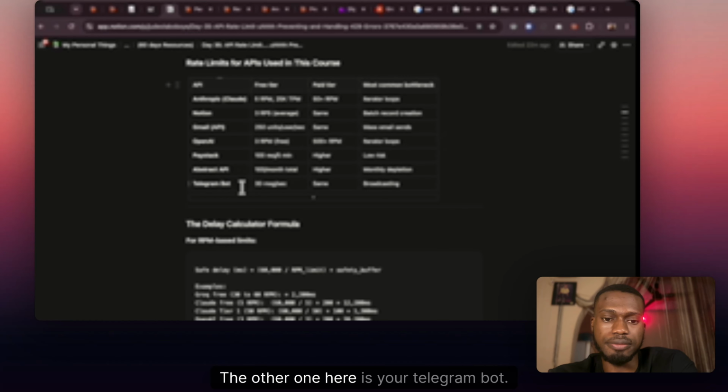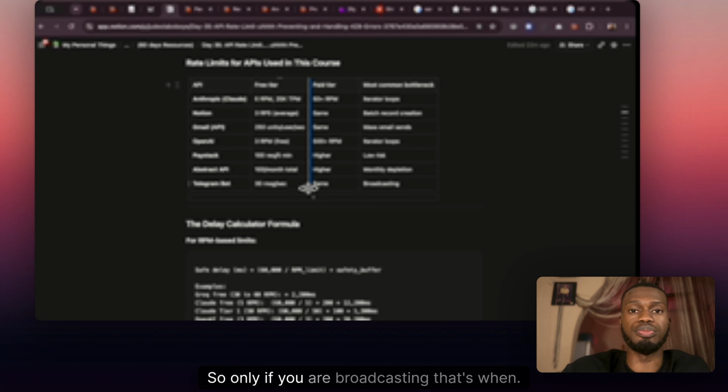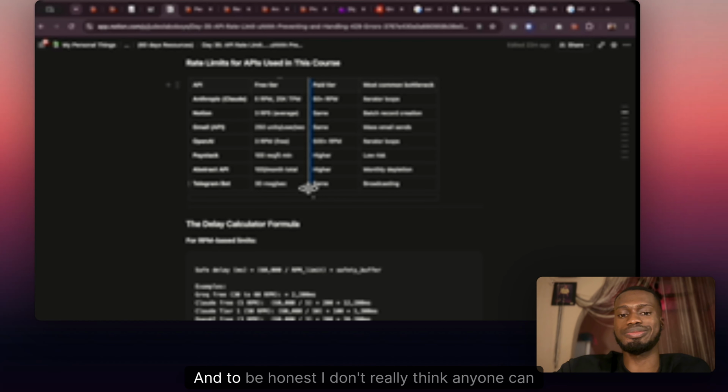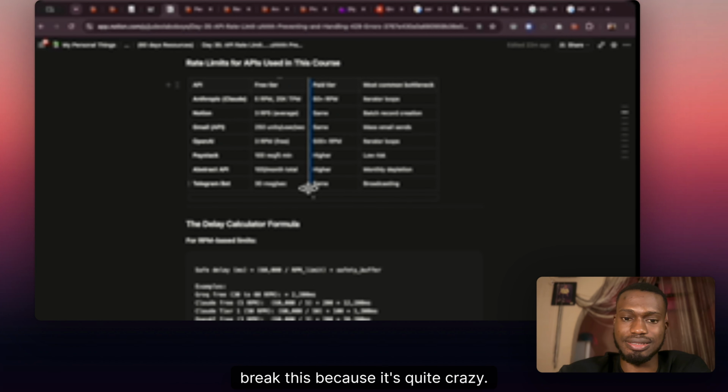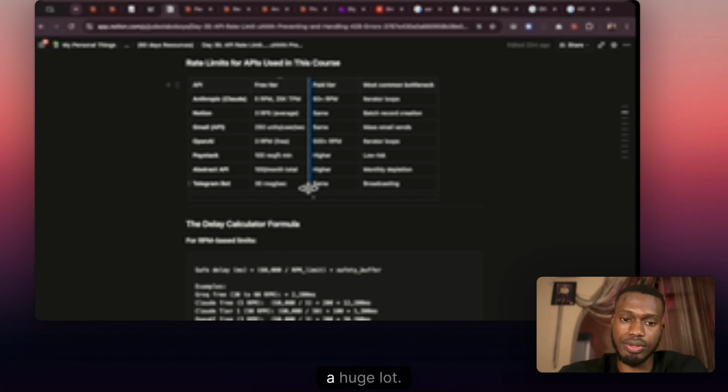The other one here is your Telegram bot. So only if you are broadcasting. And to be honest, I don't really think anyone can break this because it's quite crazy. I don't think anyone can break this. Telegram can accept a huge lot.